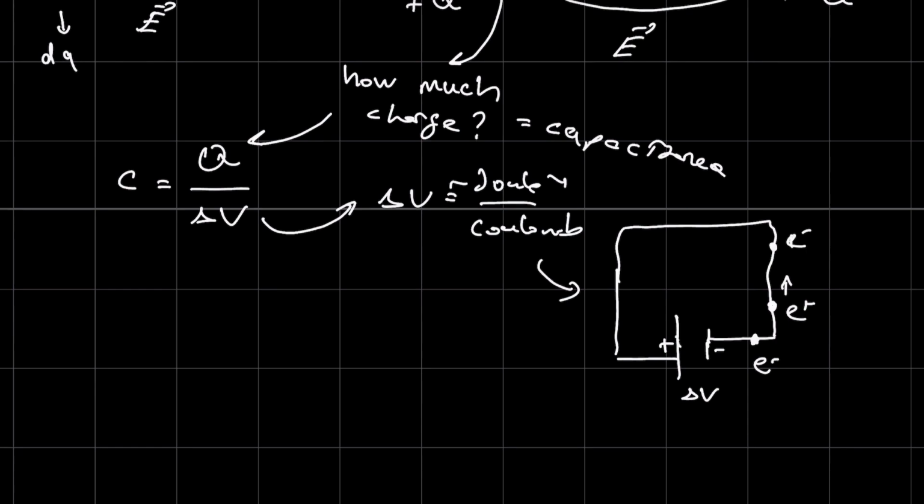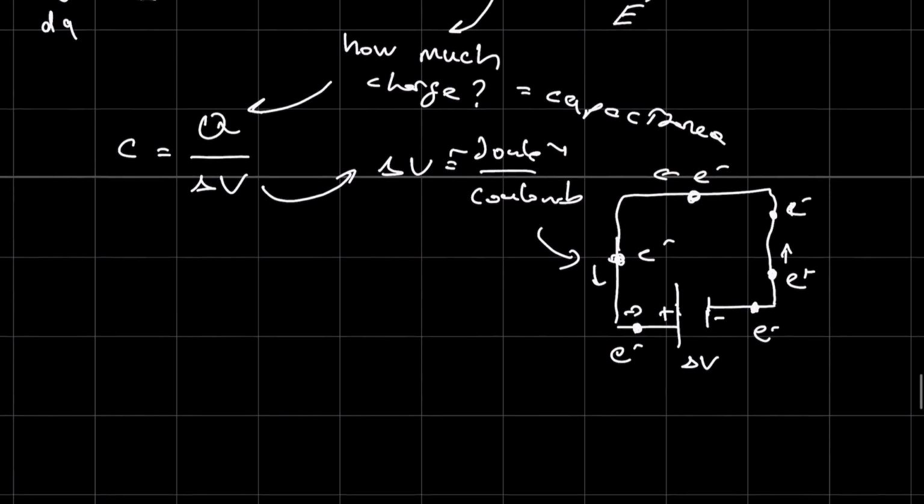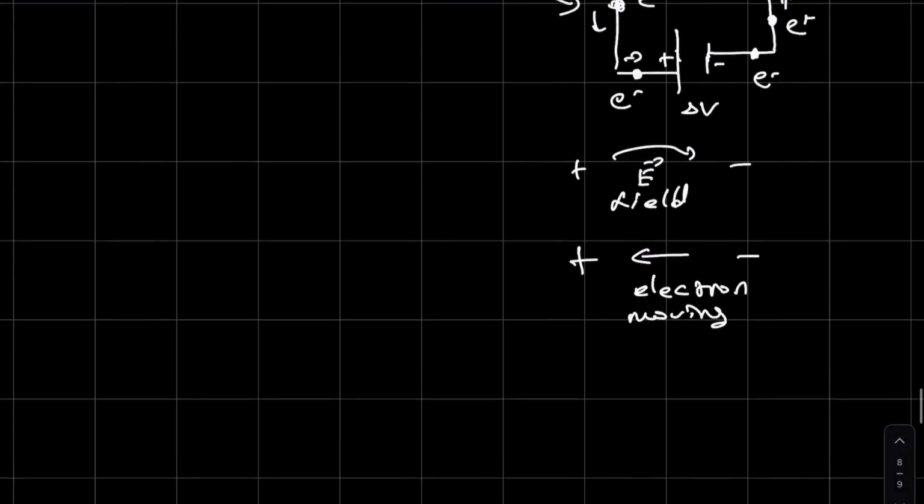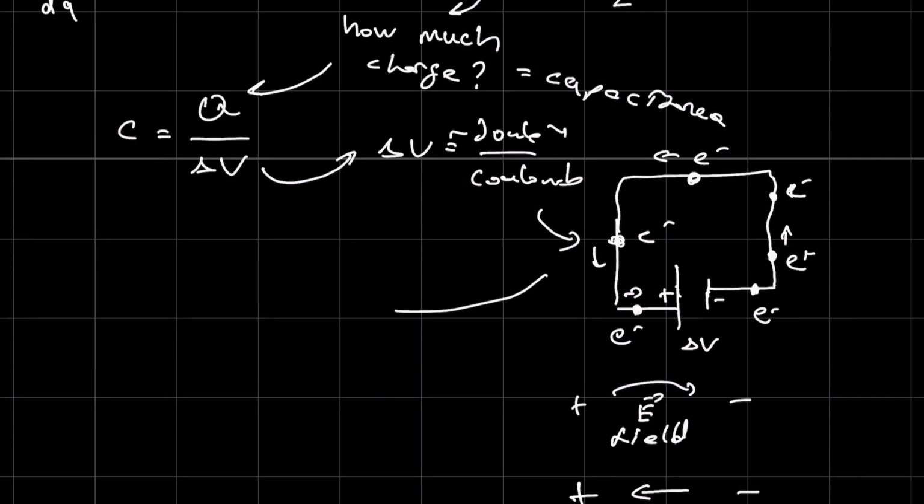But here is the important detail. The electric field direction is opposite to the electron movement. This is something that often confuses people. So always remember, while the electric field points from positive to negative, the actual flow of electrons is from negative to positive. Now, let's say we decide to add a capacitor into the circuit.